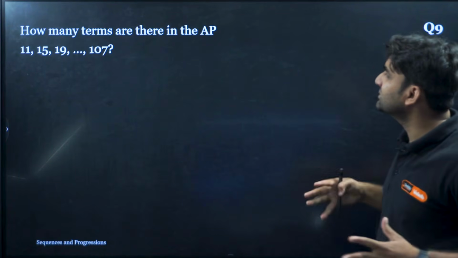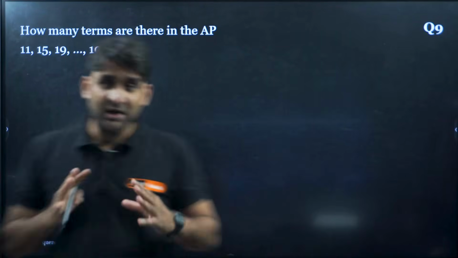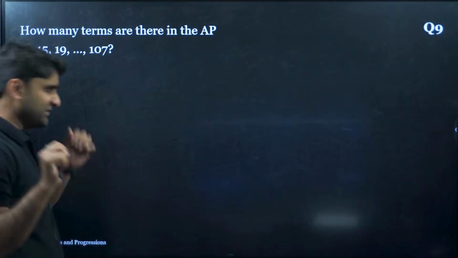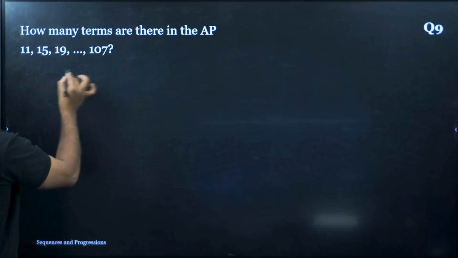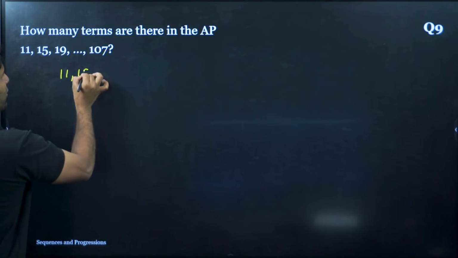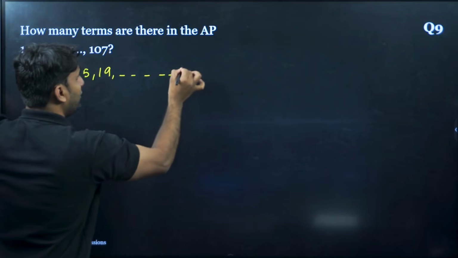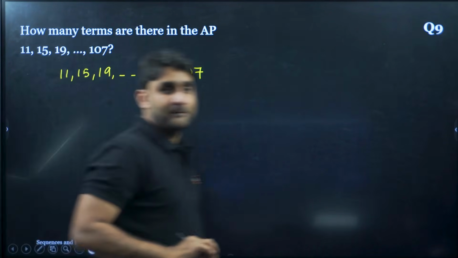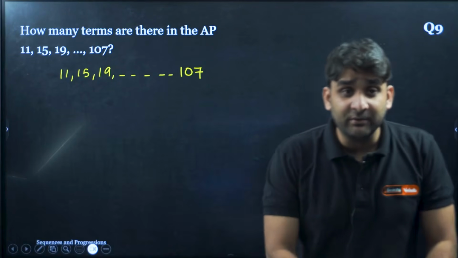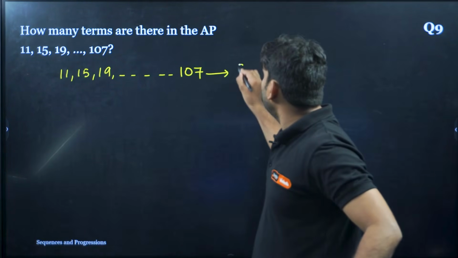Moving to the next question. How many terms are there in the AP? Please understand this question, guys. So my dear champion, we have an AP 11, 15, 19, and so on, and at the end one more number is there. This is not an infinite AP. This is a finite AP, guys. This AP is called what, guys?